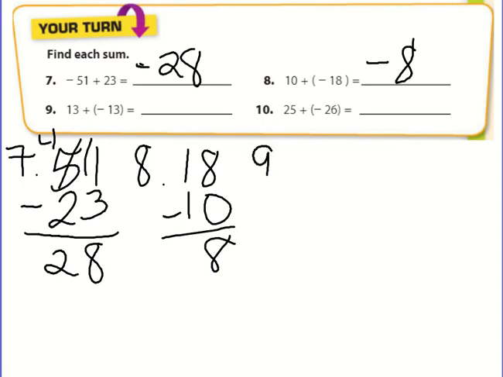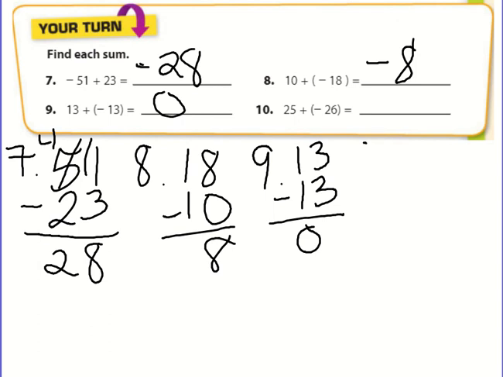Okay, number 9. The absolute value of 13 is 13. The absolute value of -13 is actually 13. And 13 take away 13 is 0. We don't have to worry about negatives or positives because there's no positive or negative of 0. Plus, they both have the same absolute value, so how would you decide positive or negative? So 0 is just 0.